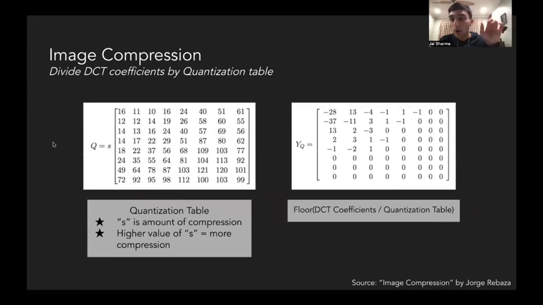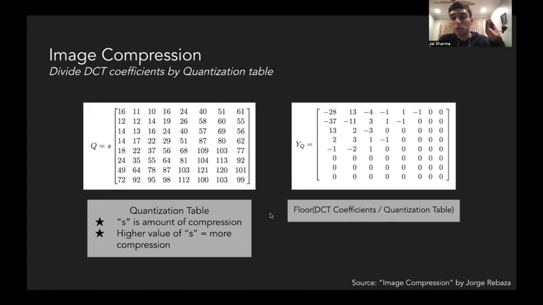And now that we have that Y that I just showed on the last slide, we also need the quantization table. You start with this quantization table, and then you multiply by some scalar S, depending on how much compression you want. A higher value of S means that you're going to compress the image more. And here's the quantized output.